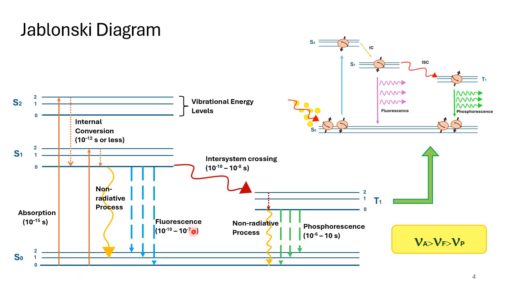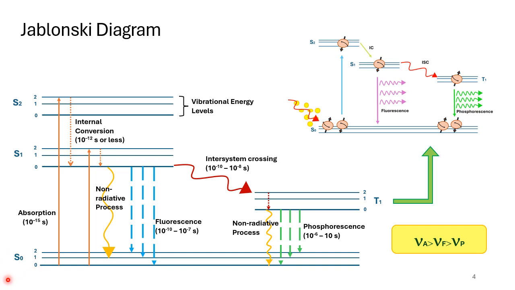This is the Jablonski diagram, which is named after Professor Alexander Jablonski, who is also known as the father of fluorescence spectroscopy. So this diagram is usually used for explaining the absorption and emission phenomena of a molecule. First, let's see what these notations are denoting here.